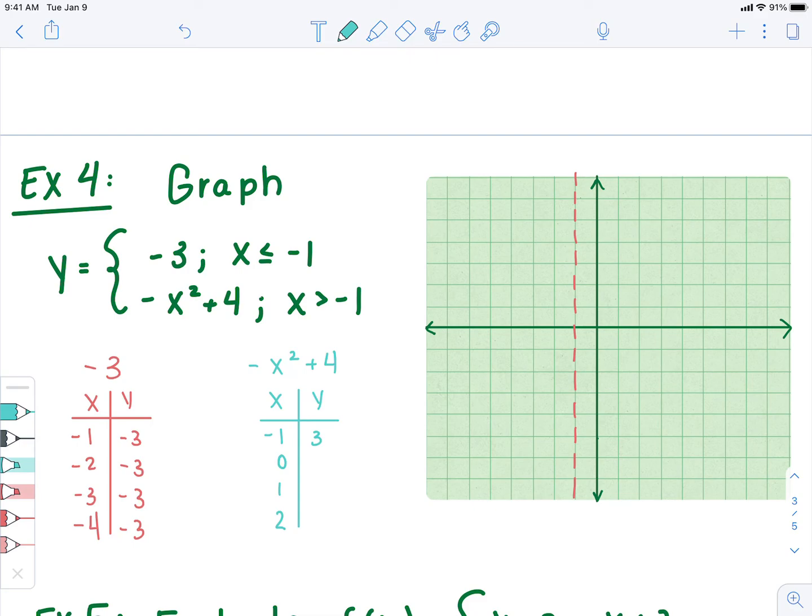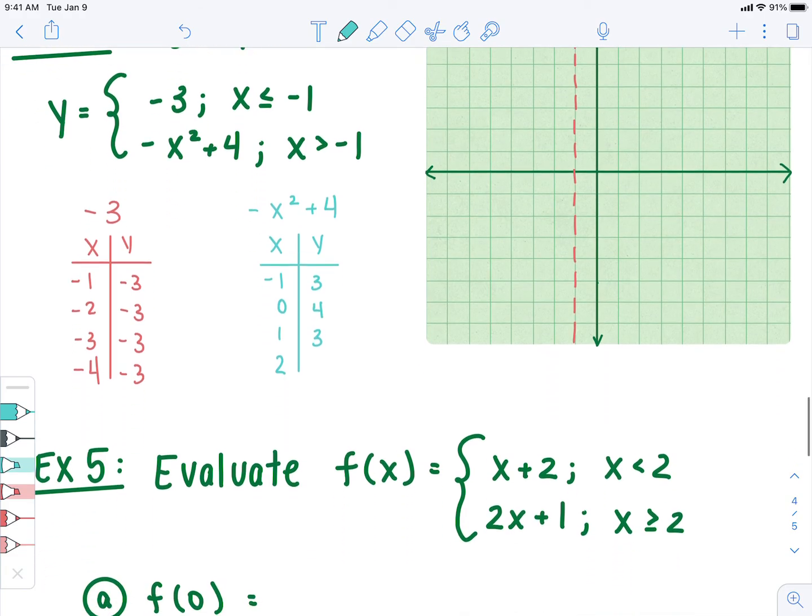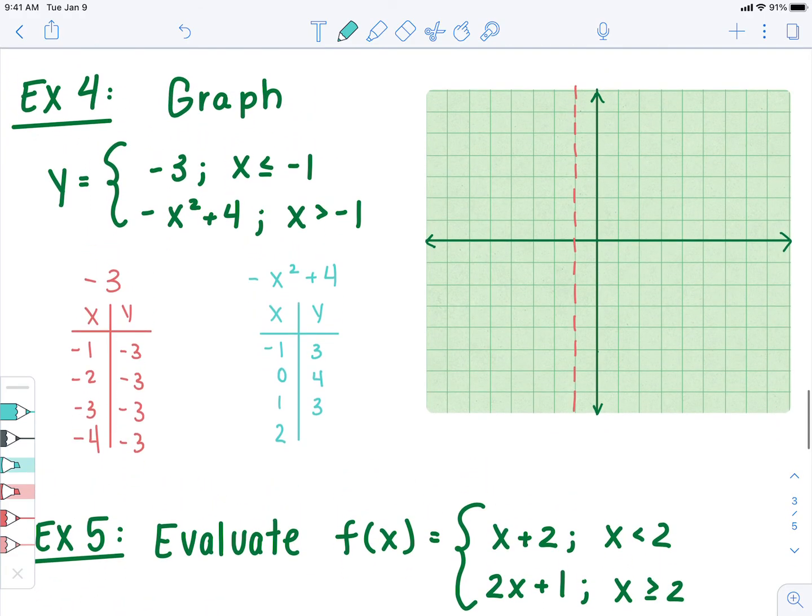You followed it? Okay. So if I plug in 0, 0 squared is 0. -0 doesn't exist, it's just 0, right? Plus 4 is 4. When I plug in 1, I get 1 squared is 1, times a negative makes it -1, plus 4 gives me 3. And then when I plug in 2, 2 squared is 4, times a negative is -4, plus 4, 0.